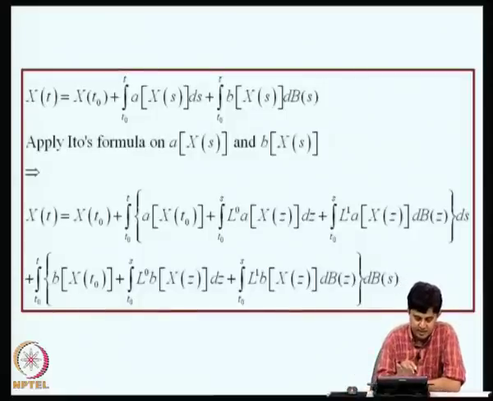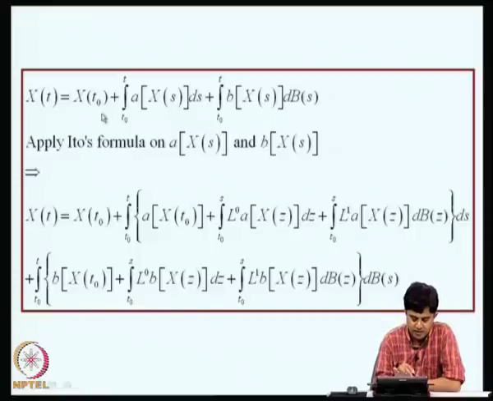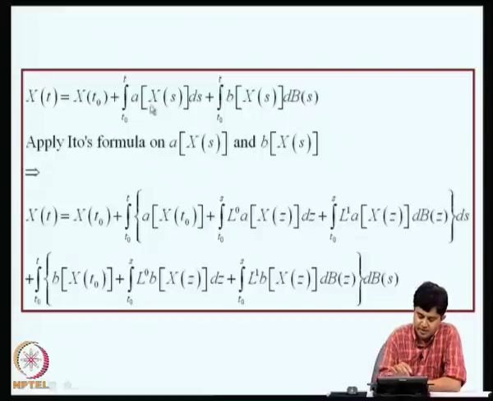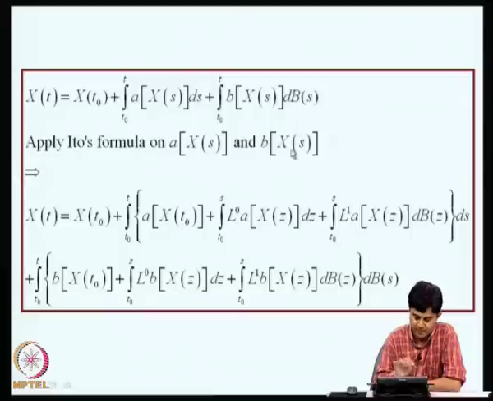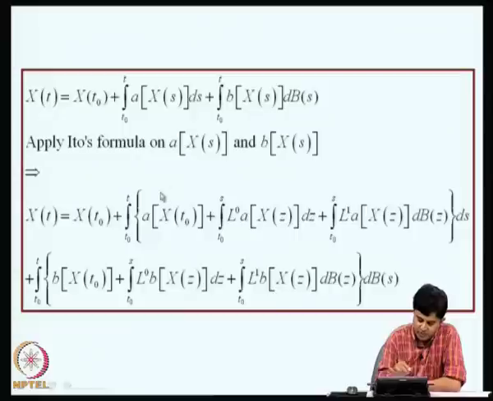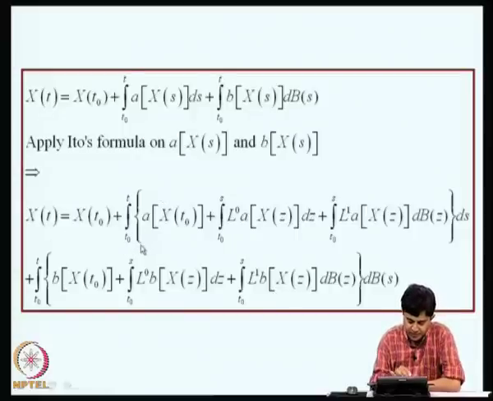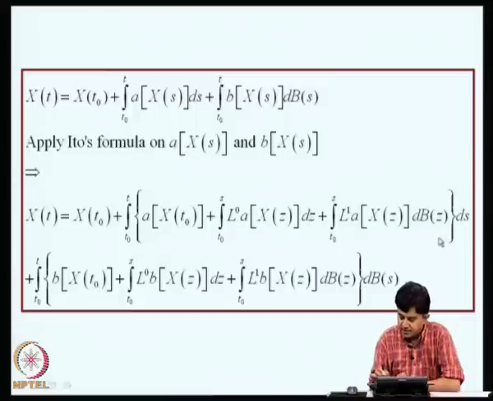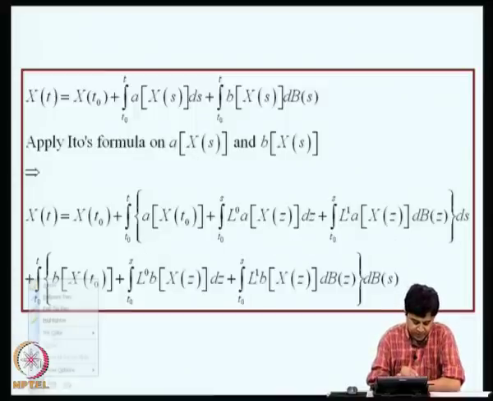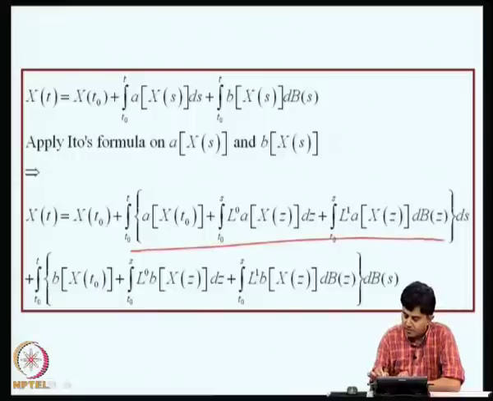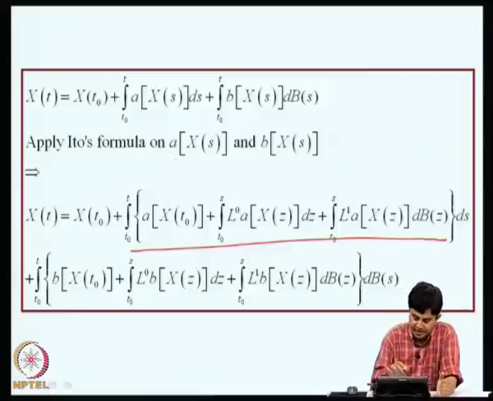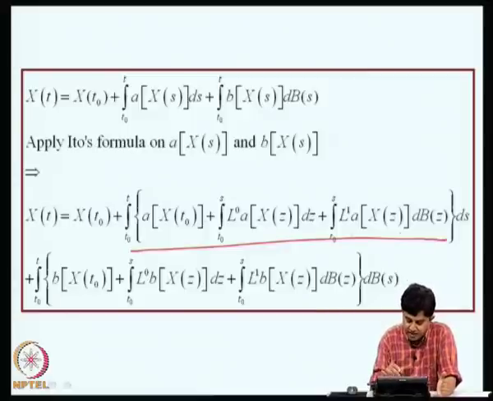Now, let us begin by considering x of t in this form: x of t naught plus integral a ds plus integral b dBs, and we will now apply Ito's formula on a of x of s and b of x of s, which are in the integrands of these two integrals. If I do that, I will get x of t to be x of t naught, and for a of x of s I get the terms inside the brace. The application of Ito's formula on a leads to this term. Similarly, the application of Ito's formula on b leads to this second term.